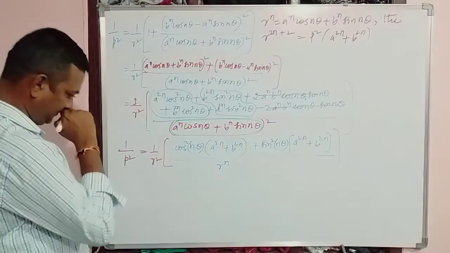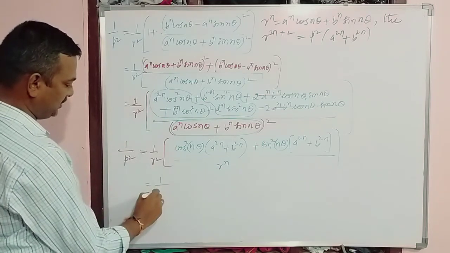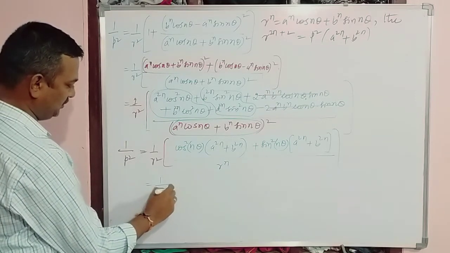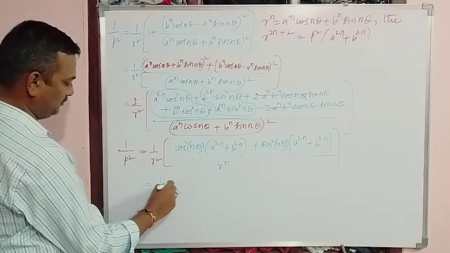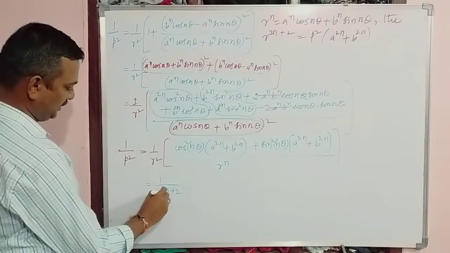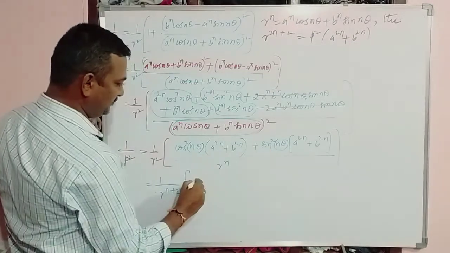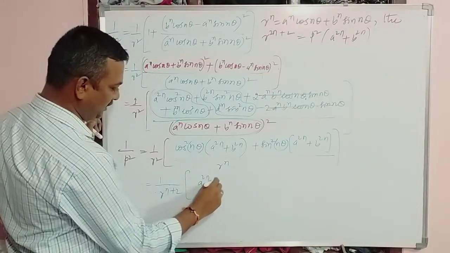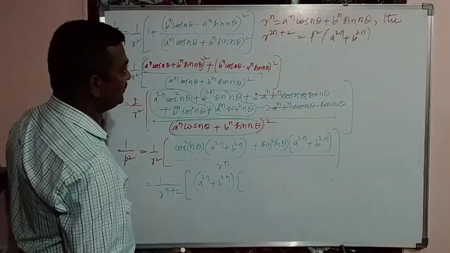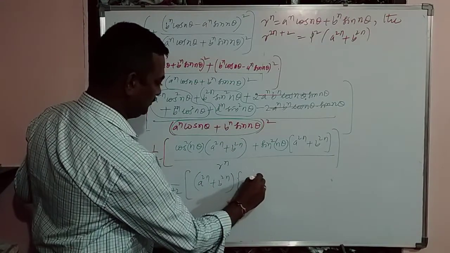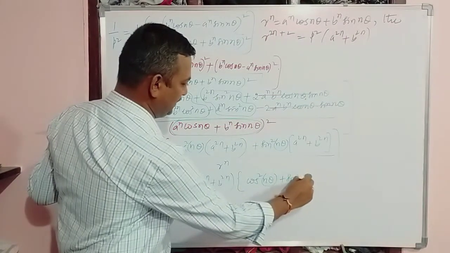Okay. Now this is 1 by r raised to n into r square is r raised to n plus 2. Now r raised to n plus 2 into, okay. Again in these two terms, what is common, student? A raised to 2n plus b raised to 2n is common. So you will get cos square n theta plus sin square n theta.